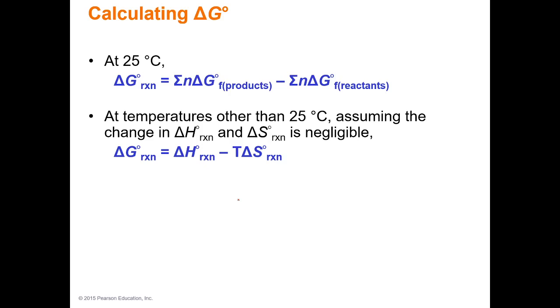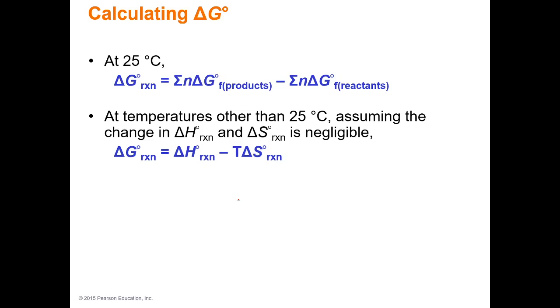So how can I do this? Just like with entropy, if you're at 25 degrees, we just take all the products, subtract all the reactants, and don't forget to multiply by the number of moles. As a side note, unlike entropy, some of your delta G's can be negative, just like you had with enthalpies in 1211, so pay attention to signs.